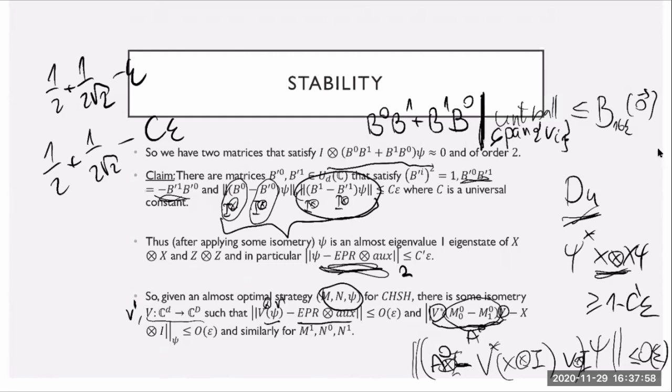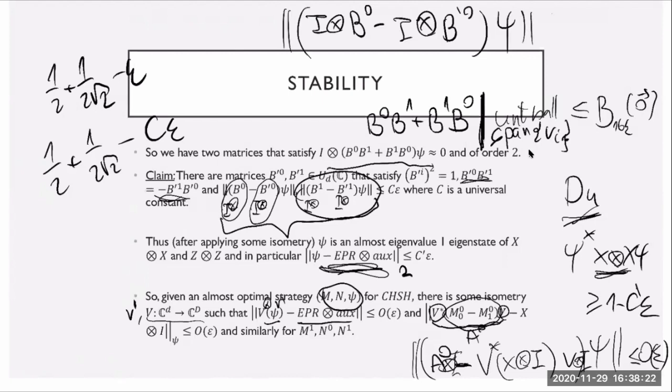I'm a bit not sure whether you're with me. Can you please again explain what is this measure of closeness? I'll do it in the next slide. But for now, I'm claiming that I tensor B naught minus I tensor B prime naught acts on psi. So psi is almost in the kernel of the difference of these two matrices. Okay, this is bounded by some constant times epsilon.